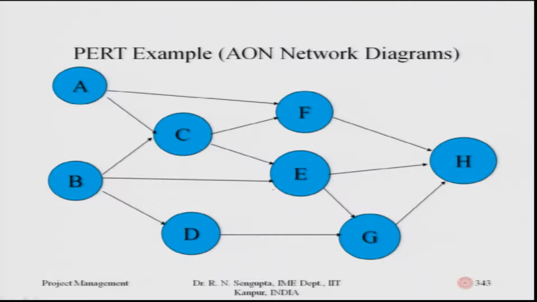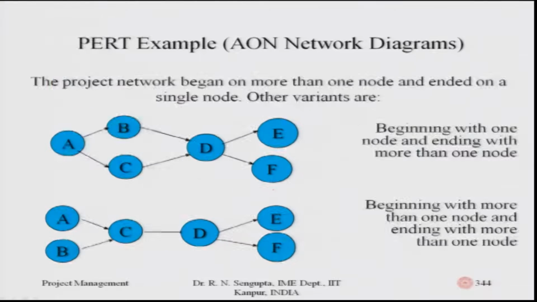But if I consider the left part of the diagram in the 343rd slide, it means that I have two different sources of start. The project network began on more than one node and ended with a single node. The other variant, on the 344th slide, is where the project starts at A but ends at two different nodes, E and F. So, it says beginning with one node and ending with more than one node.